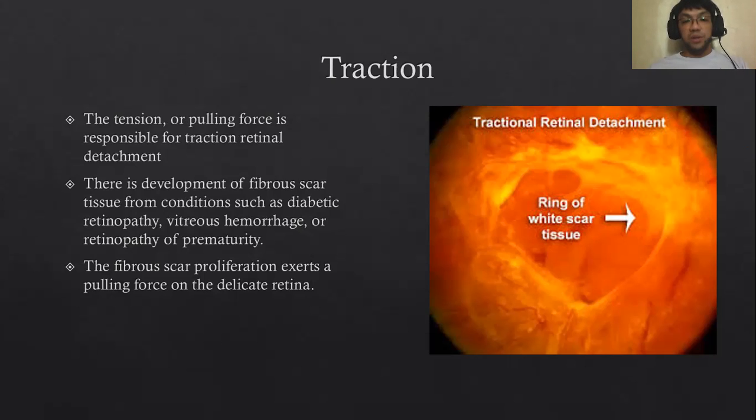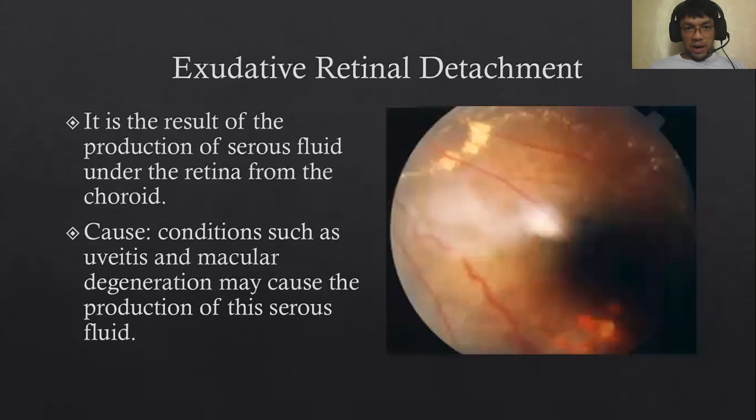So if that happens, of course, if there is the growth of that scar tissue, it will push the retina to be detached from the sensory layer. So that fibrous scar proliferation exerts rather a pulling force on the delicate retina. So either it can be caused by diabetic retinopathy, vitreous hemorrhage, or retinopathy of prematurity. So that is for the traction. Both is, of course, the description of both Rhegmatogenous and traction.